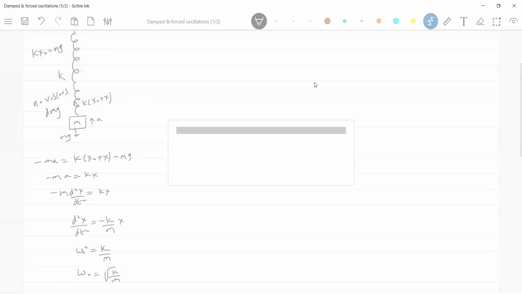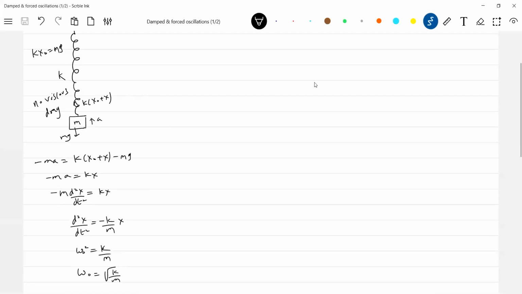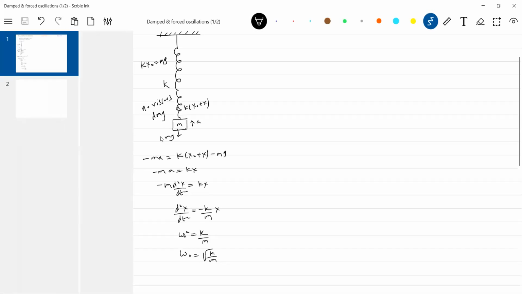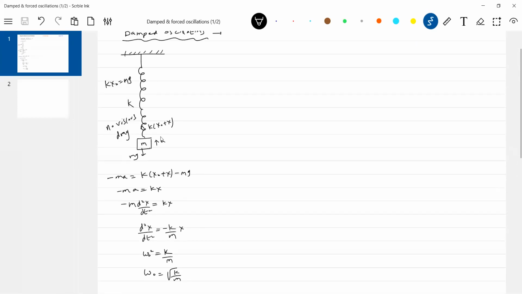So shall we call this as undamped? I'll call this undamped because there are no other forces acting other than the restoring force of the spring. So everything we are discussing here is an undamped oscillation.